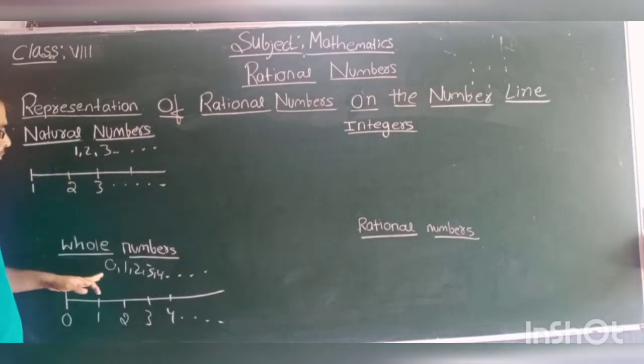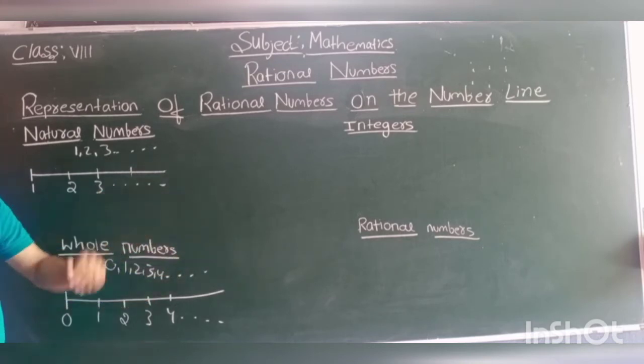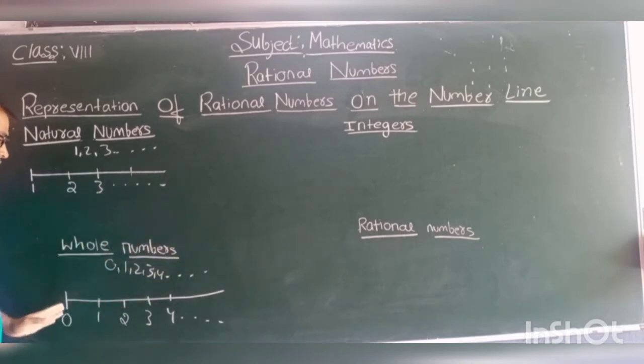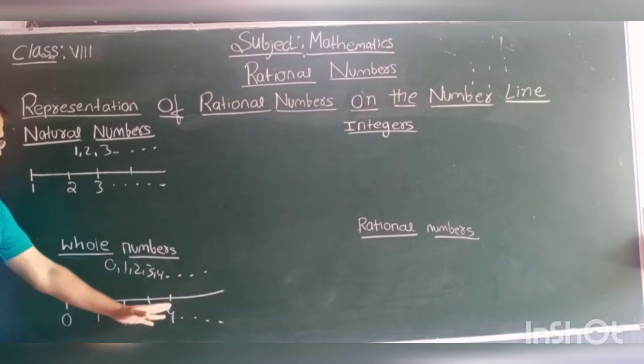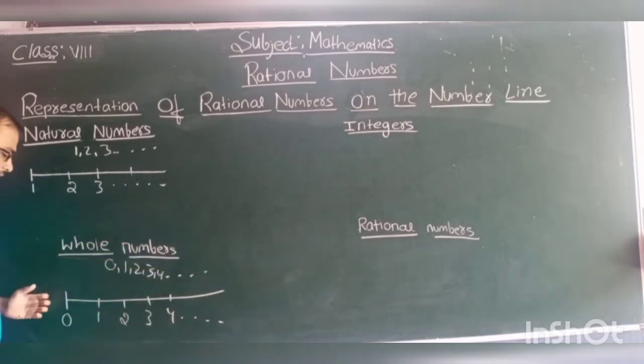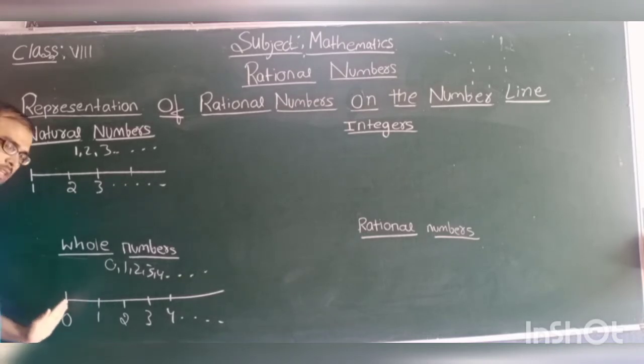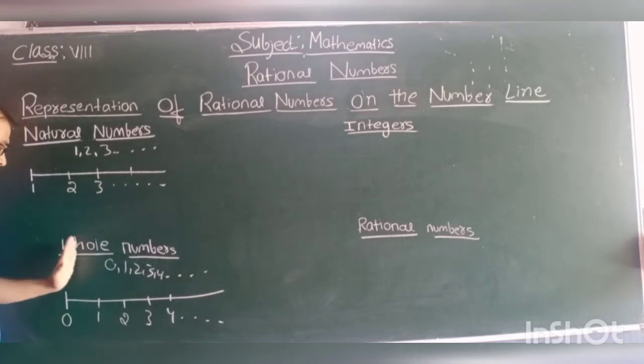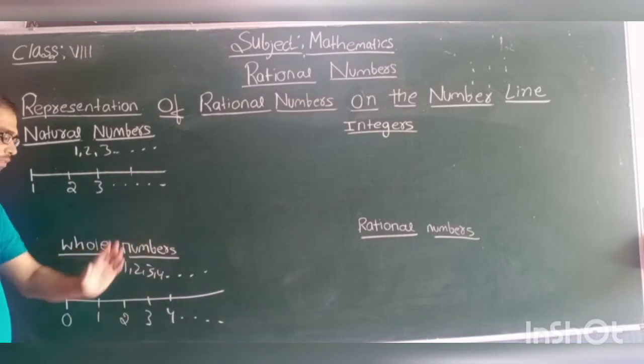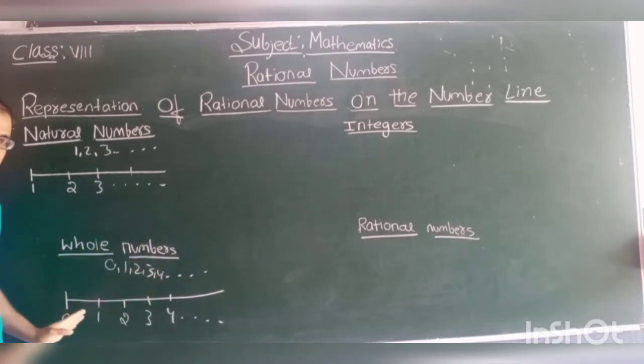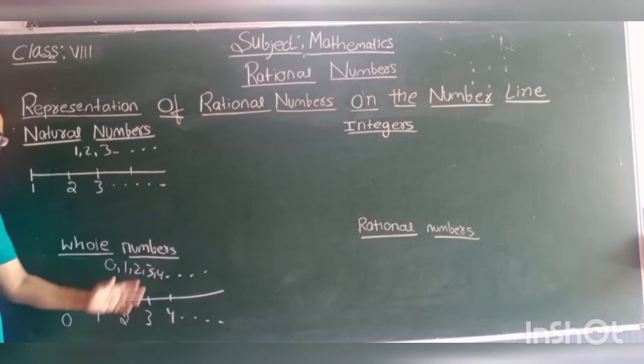Now come to whole numbers. As you know, whole numbers start from 0, 1, 2, 3, 4. The number line of whole numbers also starts from 0, 1, 2, 3, 4 and so on. Here there are no numbers to the left of 0. The number line begins with respect to whole numbers from the right of 0. The line can be extended indefinitely to the right of 0.